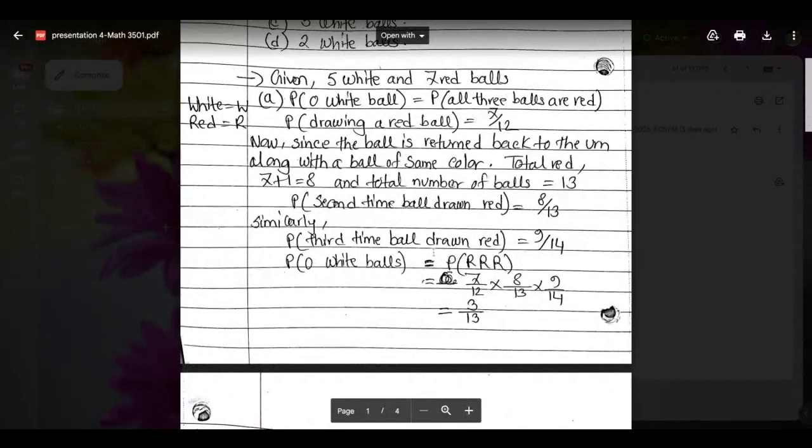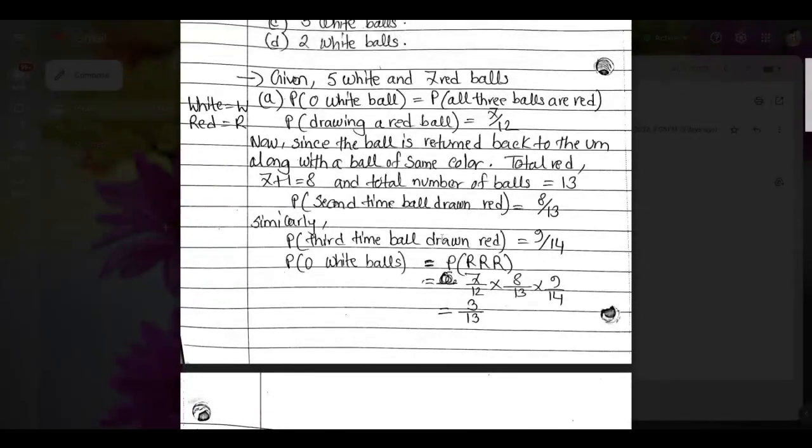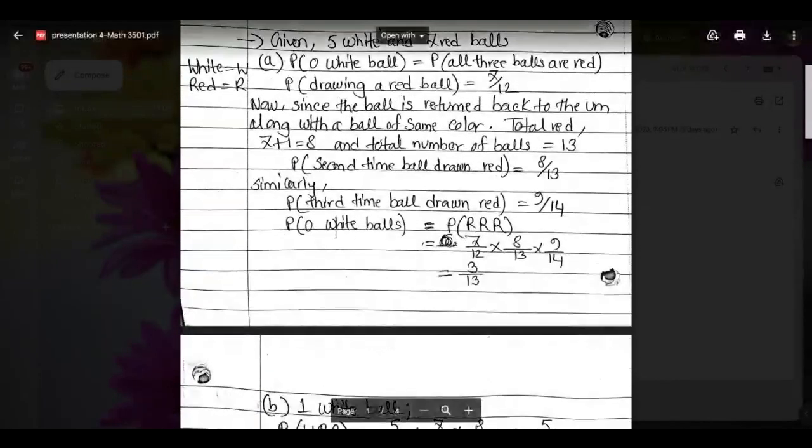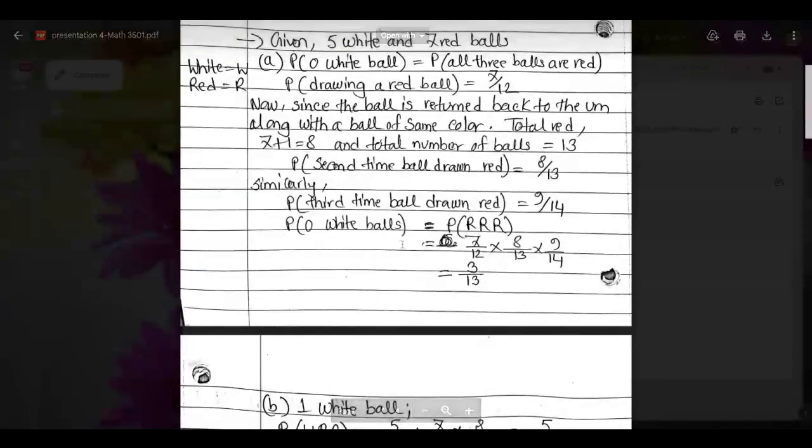Same thing for the third time when the ball is drawn. So the probability of 0 white balls is going to be the probability of 3 reds, all 3 balls are red. So we're just going to multiply their probabilities.